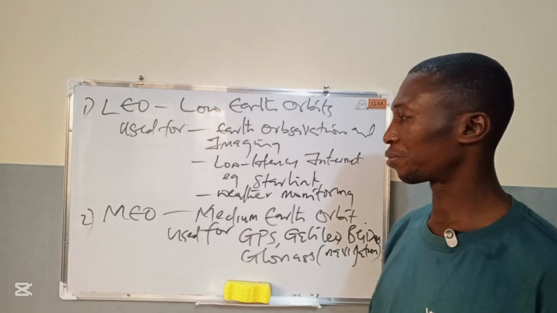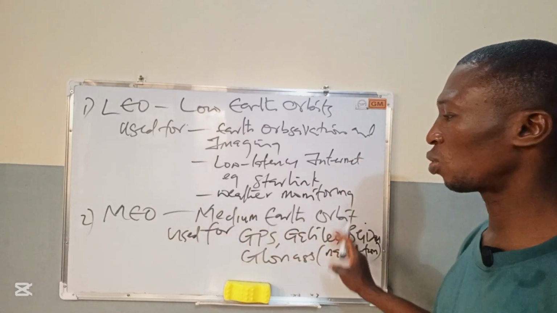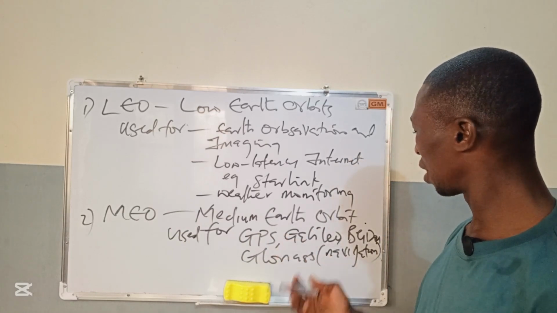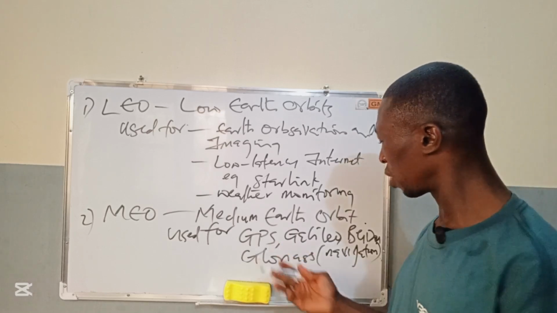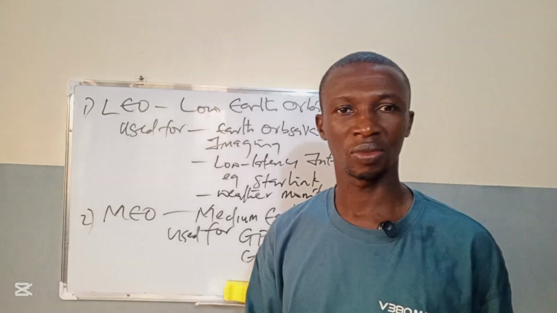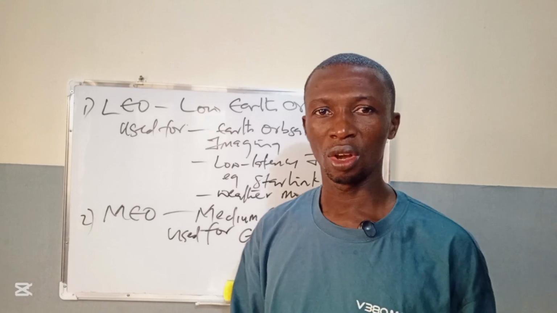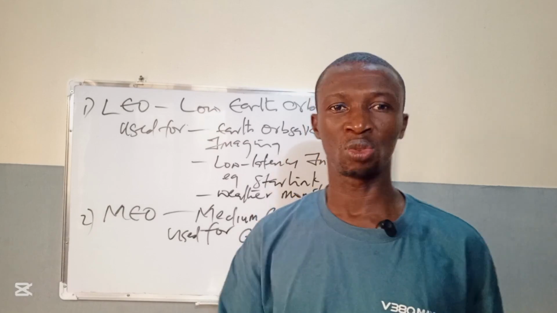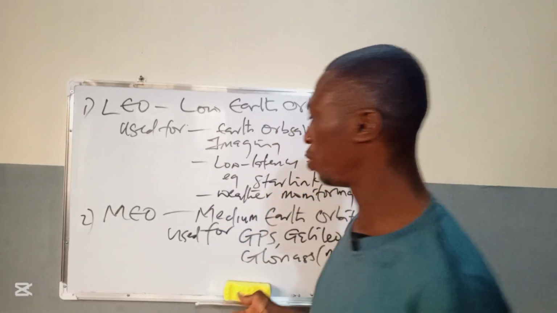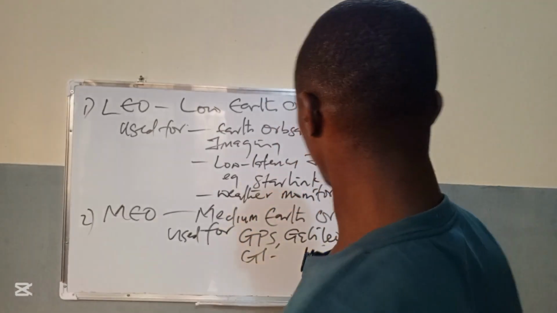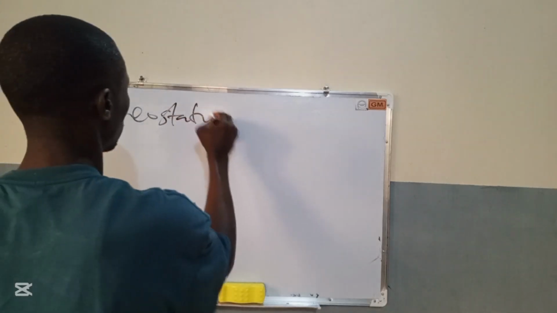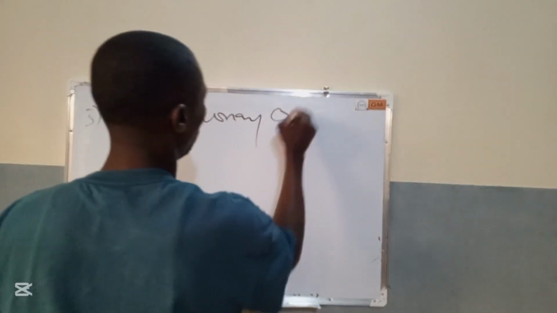We also have medium Earth orbits. They are used for GPS, Galileo, Beidou, GLONASS. That is, they are basically for navigation. But the orbit of interest to us is what we call the geostationary orbit. That is number 3. Geostationary orbits.